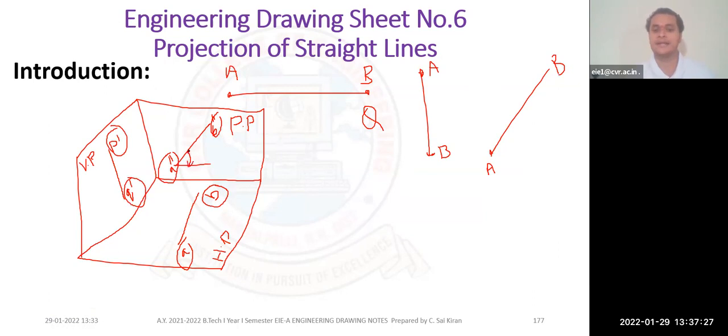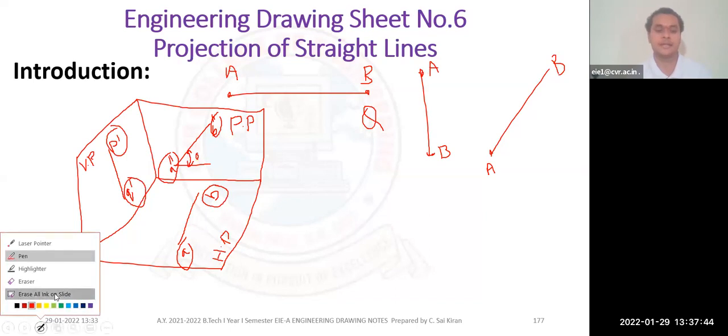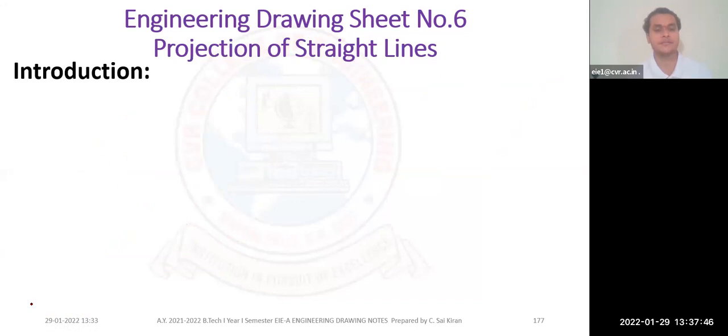And there are some inclination angles. If I want to make an inclination, there will be certain angles such as theta, alpha, beta, gamma. Those angles you need to understand. Why those angles are there, you need to understand before starting the projection of straight lines. And I also told you to write the theory part. Compulsorily write the theory part. If you write the theory part once, then only you will understand.